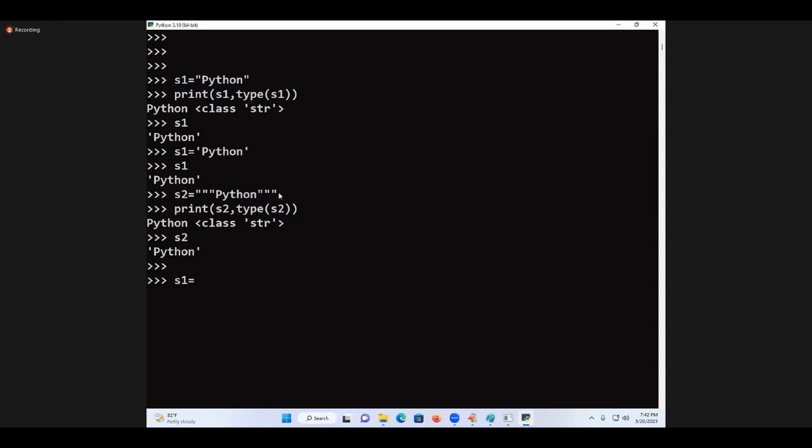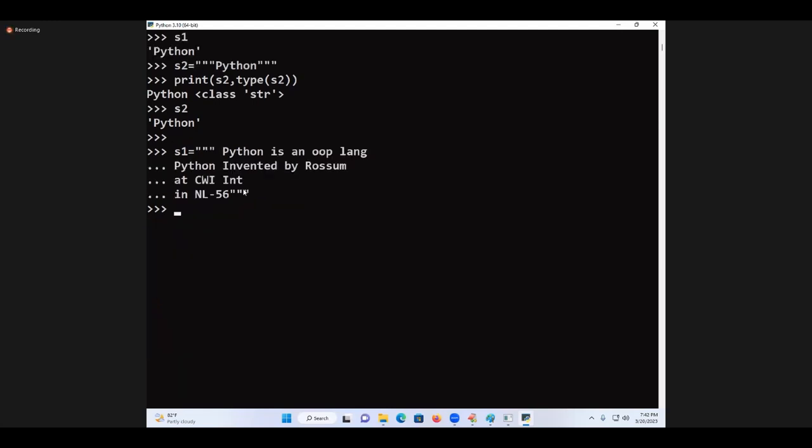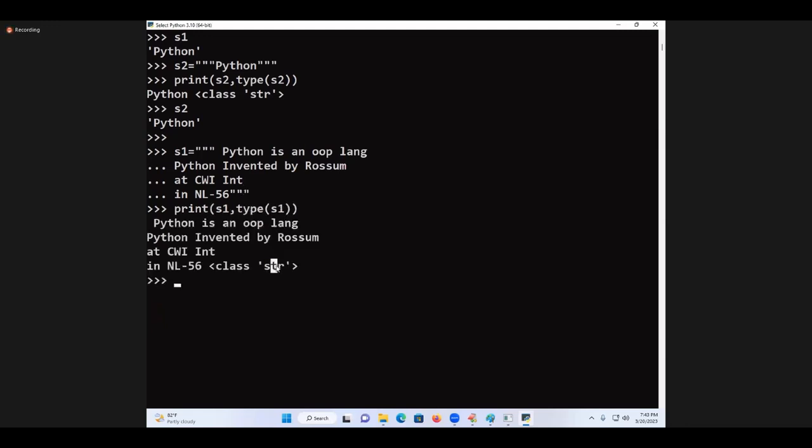Similarly, S1 is equal to triple double quotes. Python is an OOP language. Python invented by Guido van Rossum at CWI Institute, CWI in Netherlands, NL. So triple double quotes I am writing. You print S1, student. Print S1, comma type of S1. You see that str is coming or not?